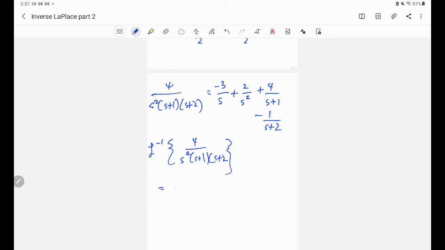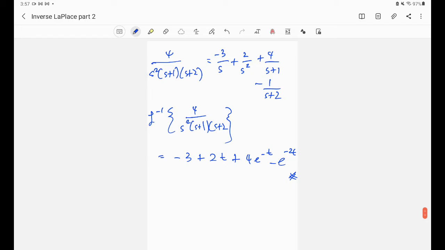So the first one you get negative 3. The second one you'll get 2t. This one you'll get 4e^(-t). And lastly you'll get e^(-2t). Okay, once you have it in the form of these partial fractions, it becomes quite easy because you can just use the inverse directly from the table.